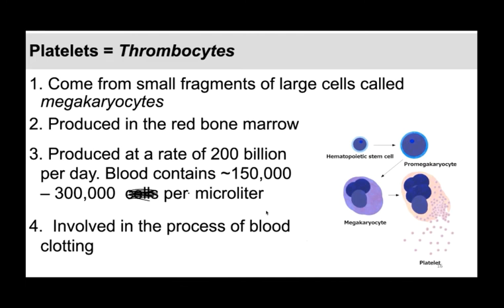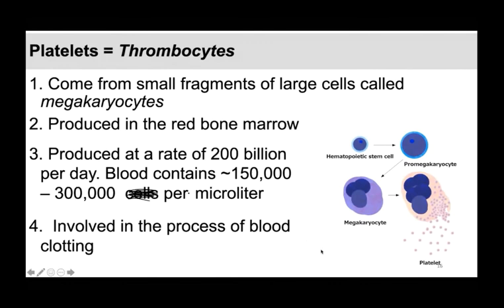So we'll circle back to that when we talk about the respiratory system. So platelets are sometimes called thrombocytes. They are the result of little blebs, little bits of cytoplasm with a little bit of membrane, coming off of these ginormous cells called megakaryocytes. Again, made in the red bone marrow.